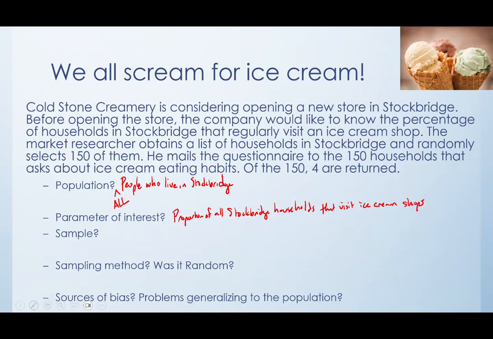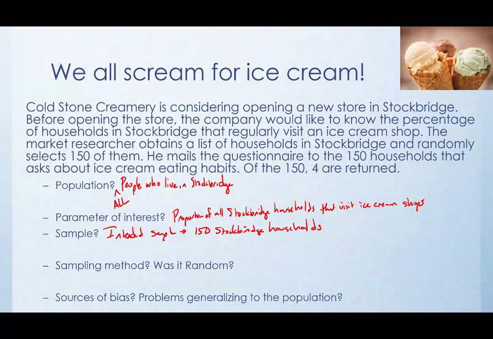Right? So our sample, now the intended sample, is the 150 households that get sent the questionnaire. Intended sample is the 150 Stockbridge households. We'll just say that. But that's not the actual sample, right? Because the actual sample is those that were actually measured, that had data collected. So the actual sample is the 4 households that return the survey.